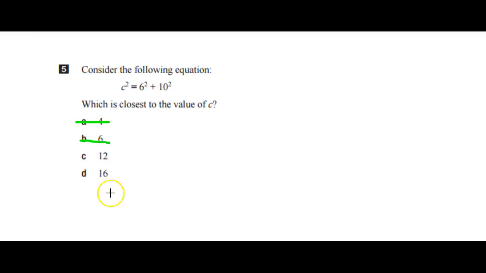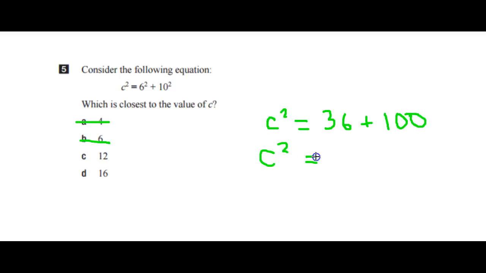Okay, so now the rest goes to, is it 12 or is it 16? Let's work that out to see. I know that c squared is equal to 6 squared plus 10 squared. 6 squared is 36, and 10 squared is 100. Right, so let's clean this up. c squared is equal to 136. Remember, now I need to undo that square by doing the opposite operation, which is to take the square root. Whatever I do to one side of my equation, I'm going to need to do to the other side.